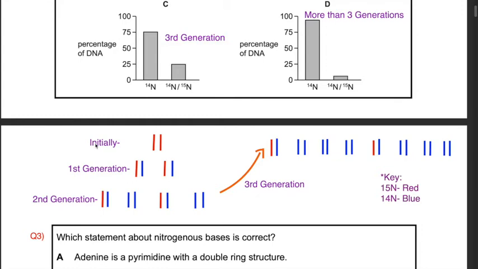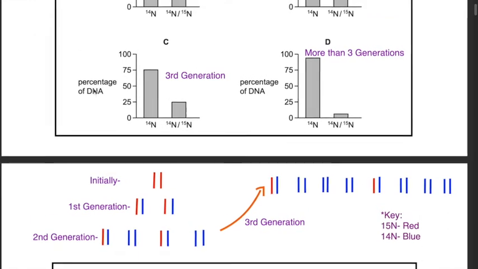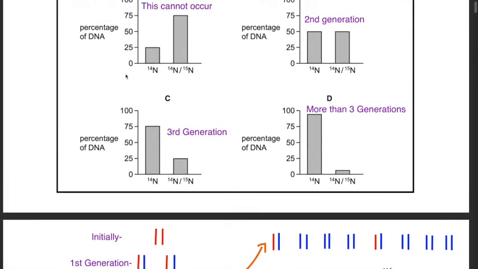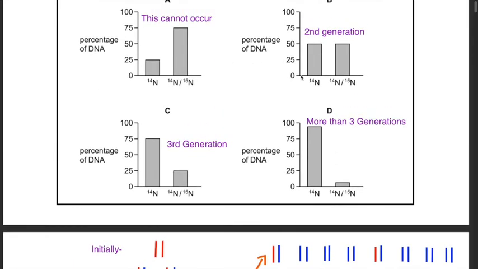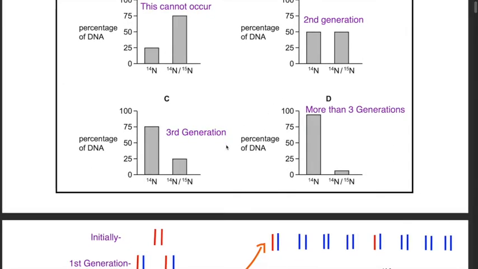Second generation, as you can see over here, it will be 50-50. 50% being hybrid and 50% being blue DNA molecules. And blue DNA molecules means 14N. Therefore, that is the second generation. And if you go to this given diagram over here, it is best represented by diagram B. 14N being 50%, 14N and 15N, that is hybrid, being 50%. So second generation, as mentioned.